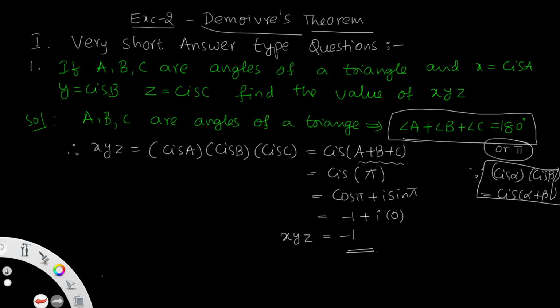Then go to the next question. That is very important. Second question: if x equal to cos theta plus i sin theta, find x power 6 plus 1 by x power 6. X equal to cos theta plus i sin theta, then find x power 6 plus 1 by x power 6.